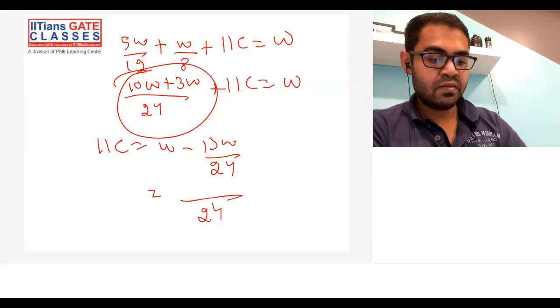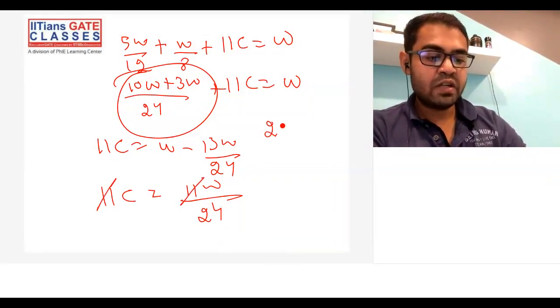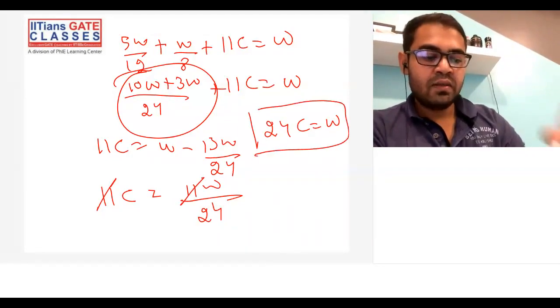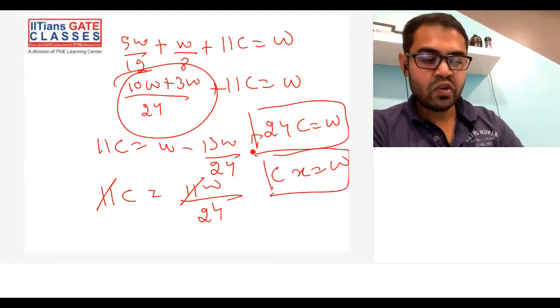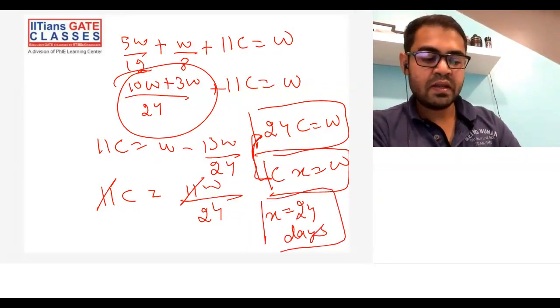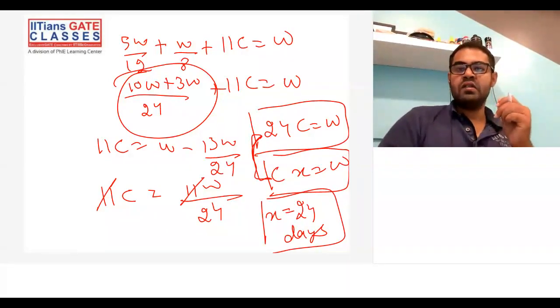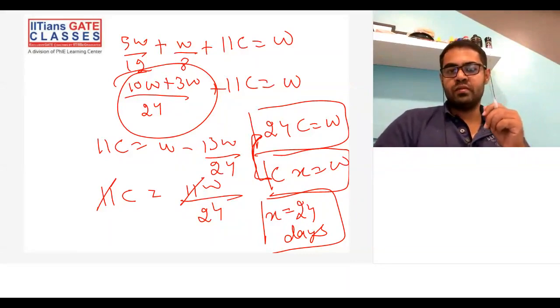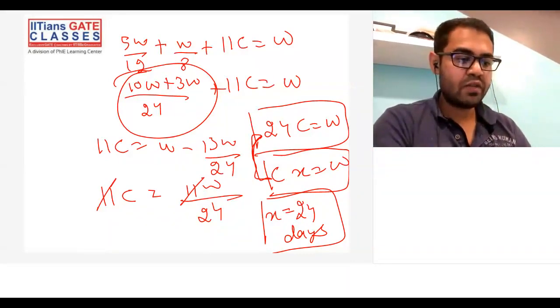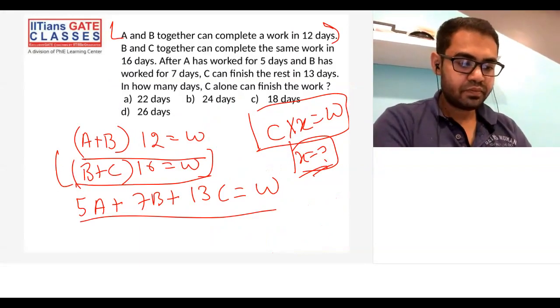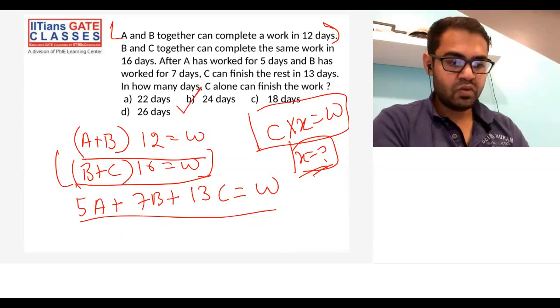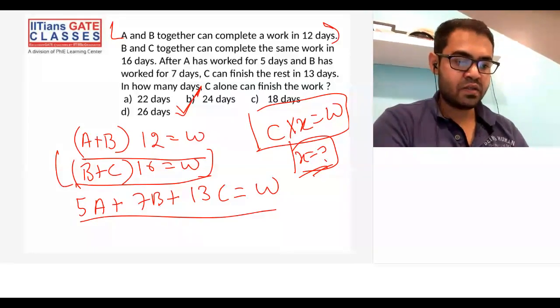Now you take the LCM. This becomes 24 minus 13, which is 11W, equal to 11C. 11 and 11 will get cancelled, so this becomes 24 times C is equal to W. And now the equation that we had was this, right? So if you compare these two equations, you get X as 24 days. Basically, if C works alone, C will take 24 days to complete the job. So B is the answer for this question.